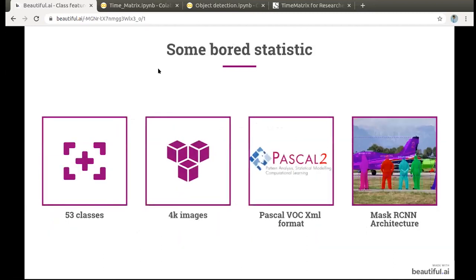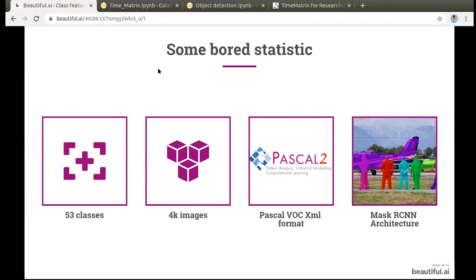Some more statistics about the dataset. For now, our dataset contains 53 classes. The list of classes I will show you later, and you can see which classes we are trying to detect. The dataset contains 4K images, but right now we are working with a crowdsourcing company, and we are trying to achieve 10K images to be able to train our model properly.